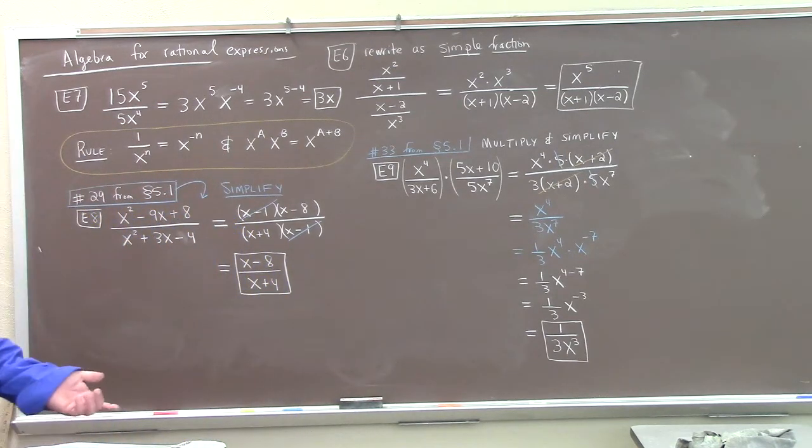So there you go. That's some sample calculations from chapter 5. We'll do more as we continue on.